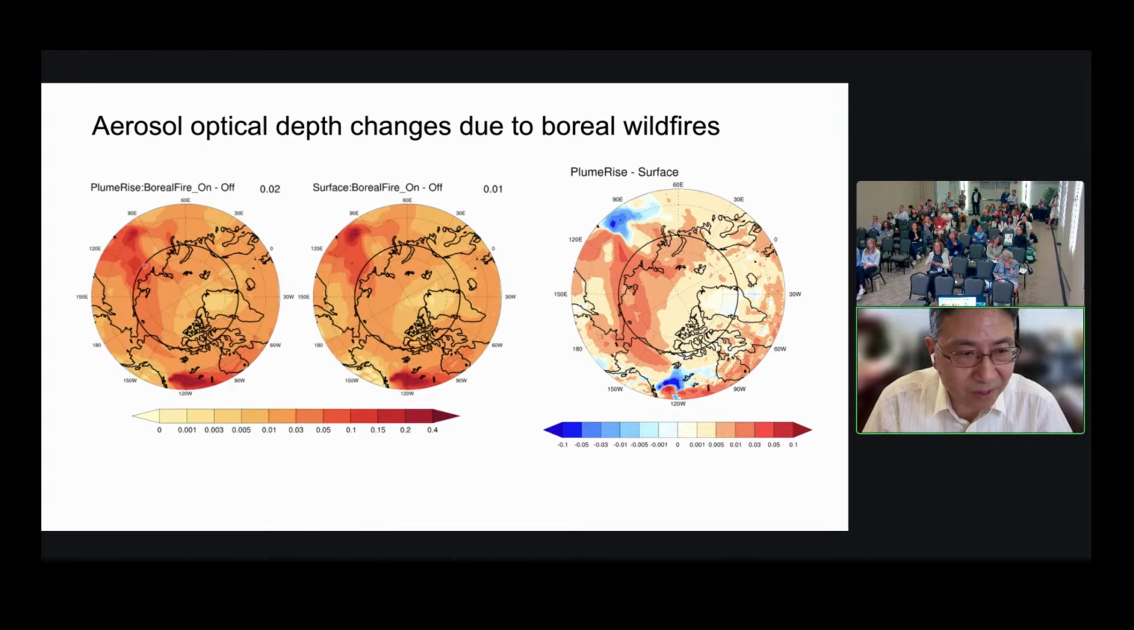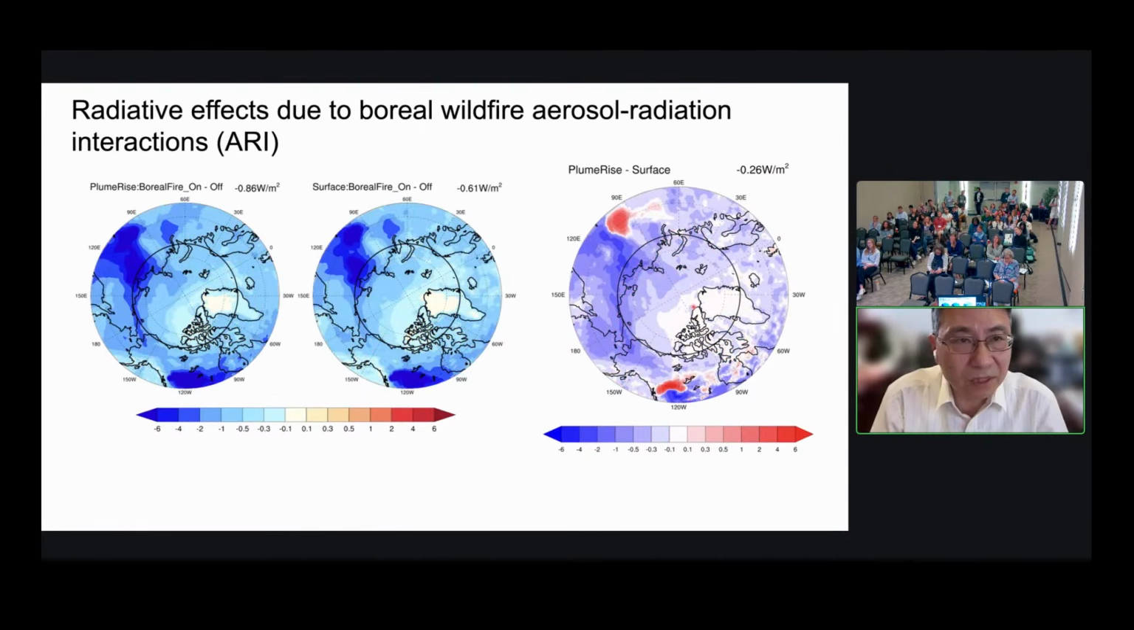This shows pretty large values in the Arctic, and more transport to the Arctic if you turn on the plume rise compared with if you emit at the surface. And this is showing the AOD and the related radiative effect due to the wildfire aerosol radiation interactions. On the left, if you turn on the plume rise, the effect can be 6 watts per square meter across the Arctic.